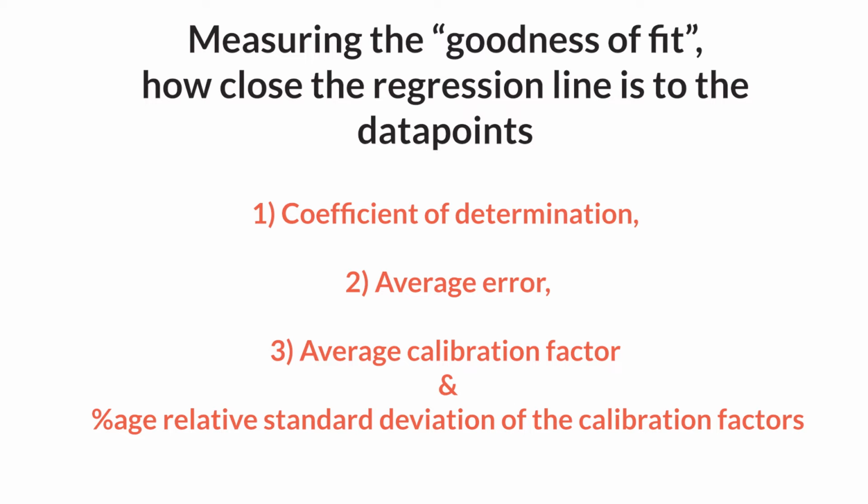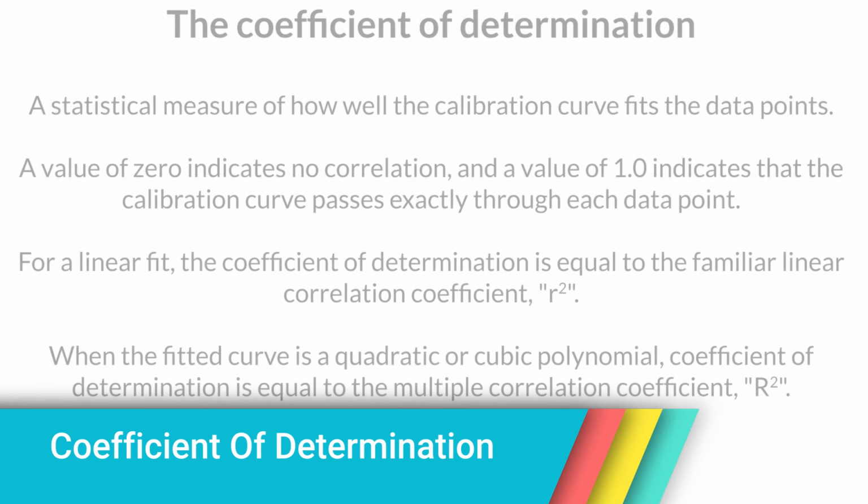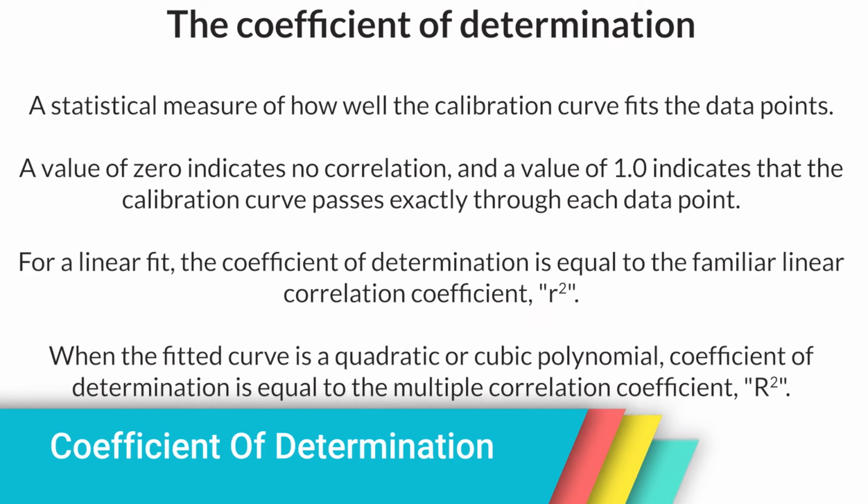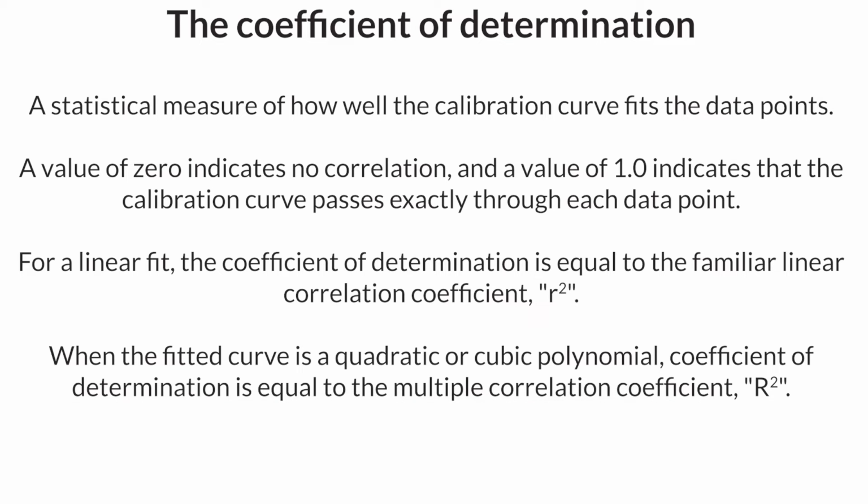These are the coefficient of determination, the average error, and 2 related measures, the average calibration factor and the percent relative standard deviation of the calibration factors. The coefficient of determination. The coefficient of determination is a statistical measure of how well the calibration curve fits the data points. A value of 0 indicates no correlation, and a value of 1.0 indicates that the calibration curve passes exactly through each data point.